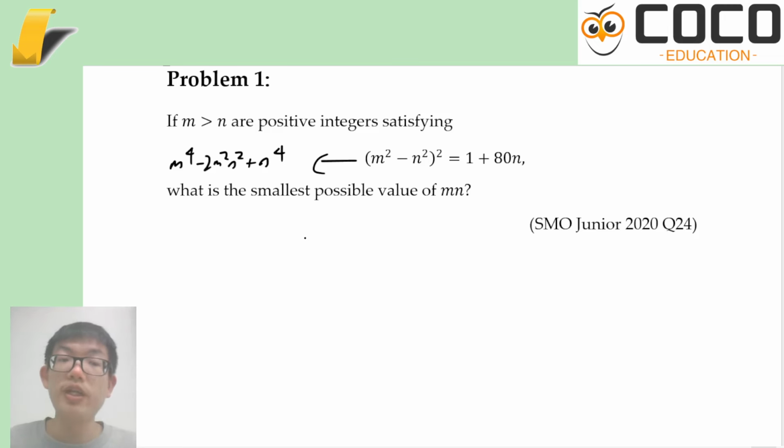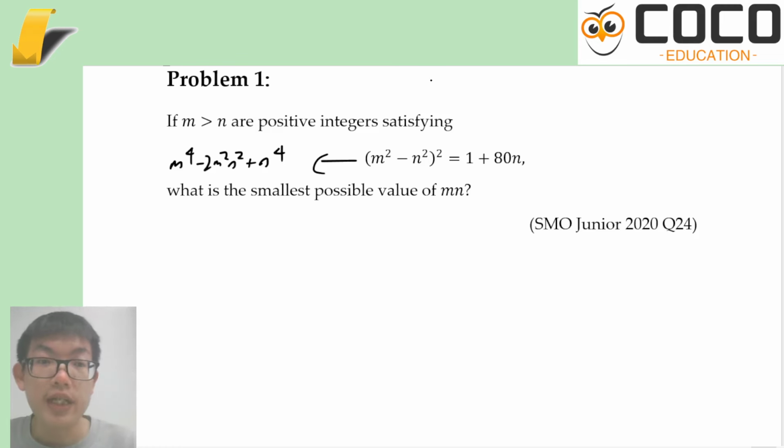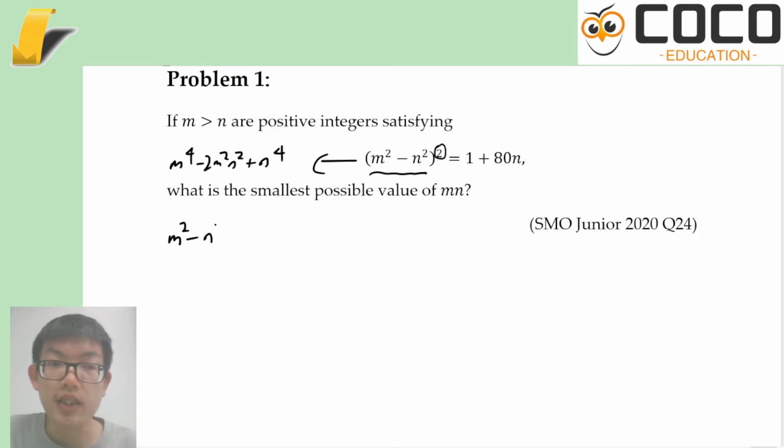I'm thinking that modular arithmetic might not be such a great thing here, because for modular arithmetic, we usually use it to rule out solutions, but it doesn't help me to find the smallest possible value. So I'm going to try to bound this, and my bounding argument is going to start from the fact that m squared minus n squared is still pretty big to be then squared. Now you might say, why does m squared minus n squared have to be big? And my answer is that I'm not really saying it is big. I'm just saying it's big compared to the right hand side, 1 plus 80n.